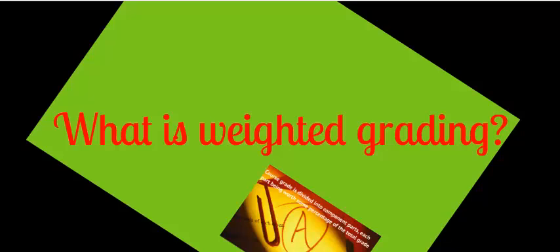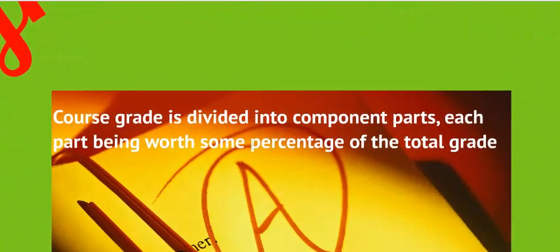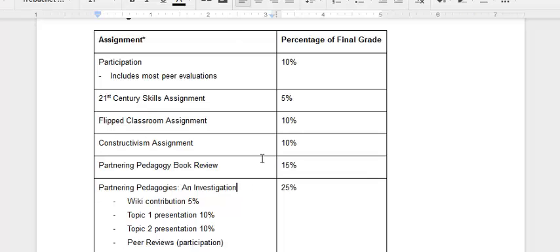So first I'm going to talk about what weighted grading is. It's basically when a course grade is divided into component parts. Each of these parts are worth some percentage of the total grade. I'm going to flip over to a syllabus from one of the classes, and I'm going to show you these component parts. So if your syllabus looks something like this, where it shows participation is worth 10% of the final grade, 21st century skills are worth 5% of the final grade, flipped classroom, that means that your class uses a weighted grading system, okay?